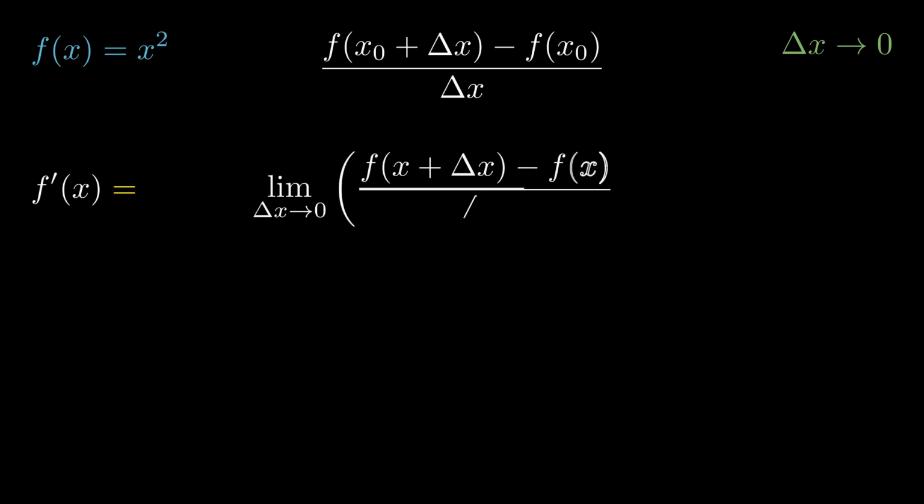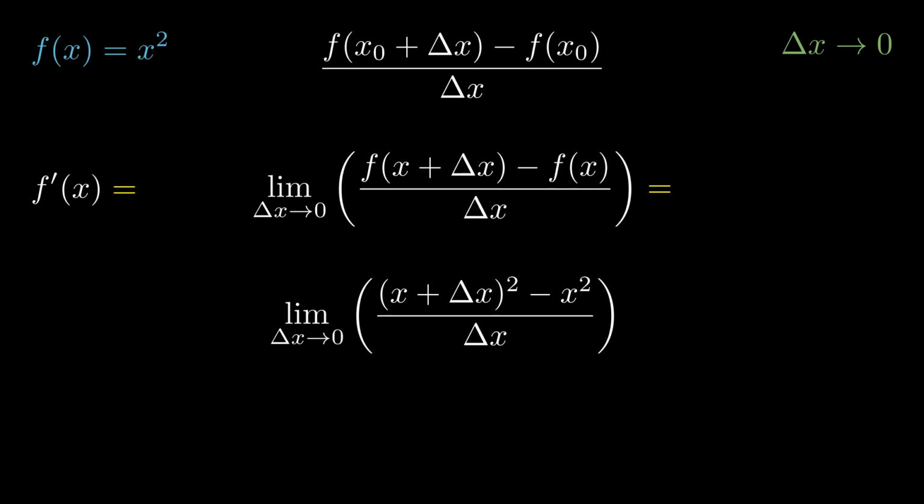But since we can't divide by 0, we need to rewrite the expression so there is no delta x in the denominator. The first thing we do is inserting the values into the function. We now expand the square.